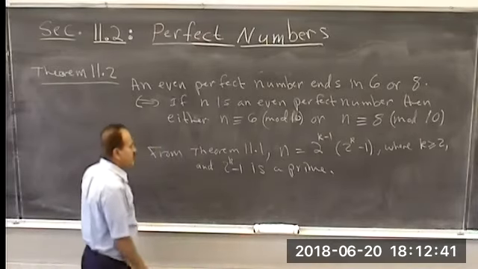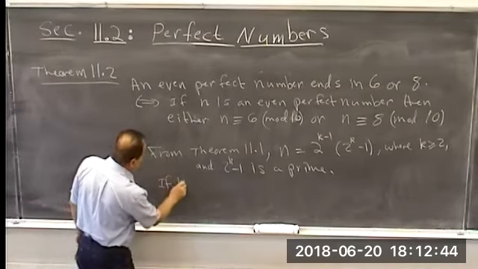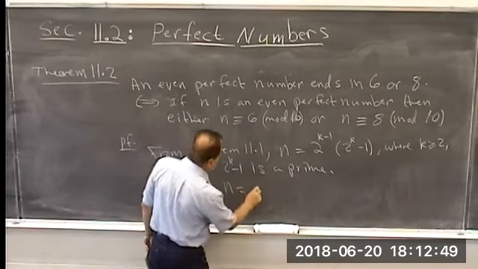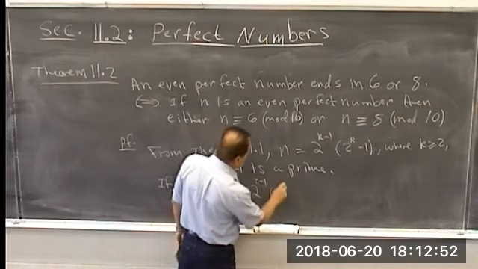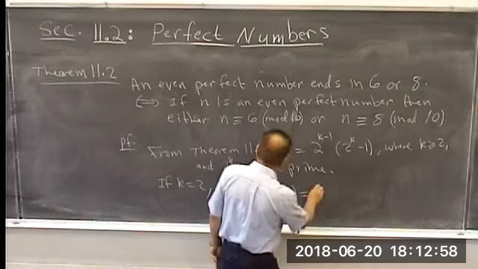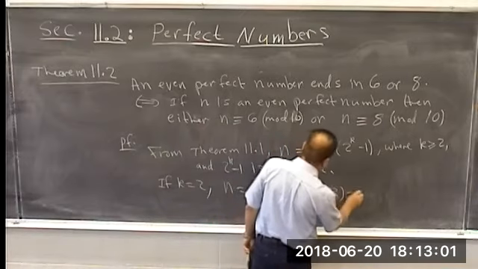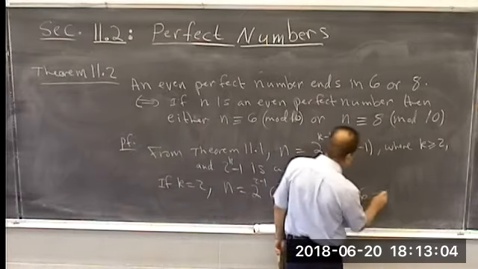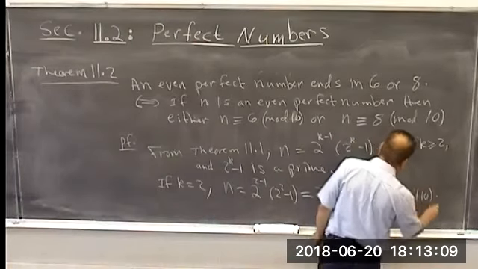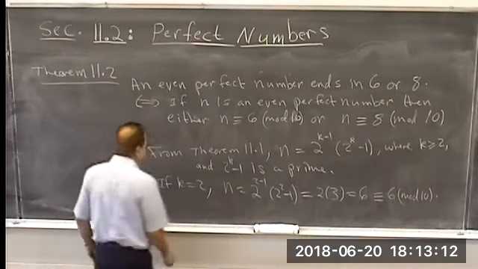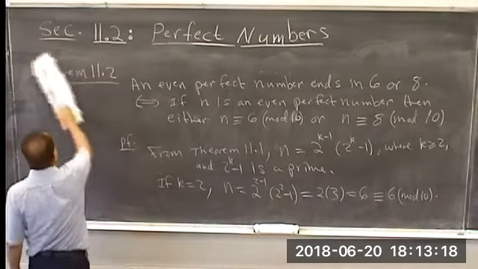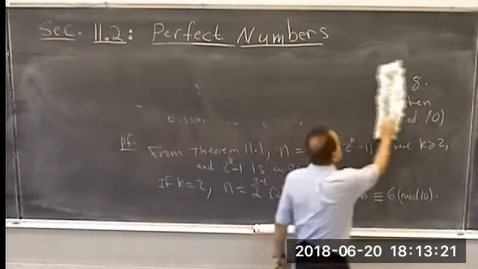Now let's look at the case k equal to 2. Then n is going to equal 2 to the 2 minus 1 times 2 squared minus 1, and this gives me 2 multiplied by 3, which is equal to 6, and yes, it's true. So this one is congruent to 6 mod 10, or it ends in 6. Now let's consider the case where k is bigger than 2.